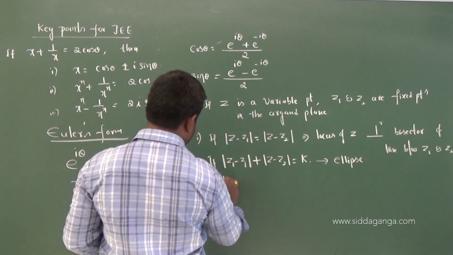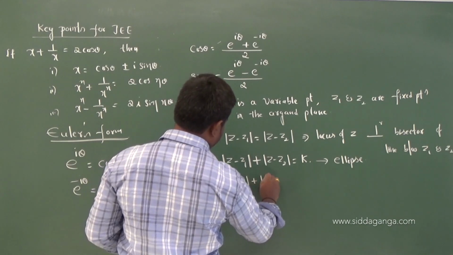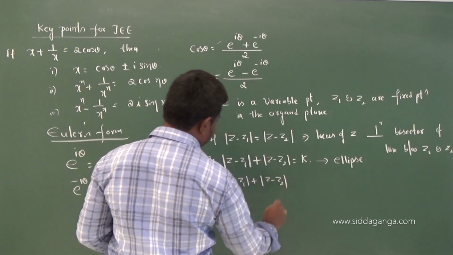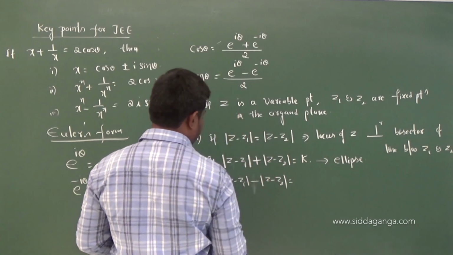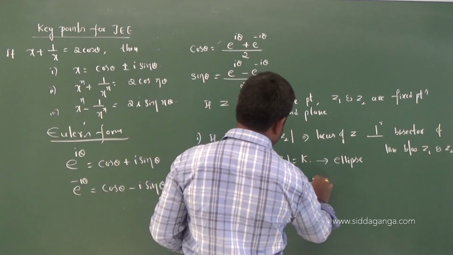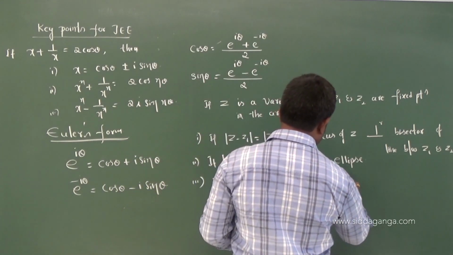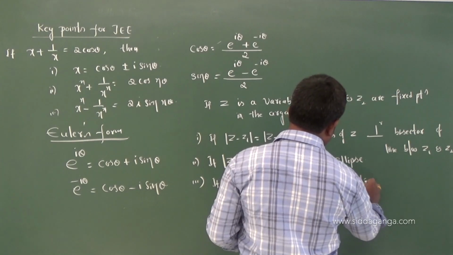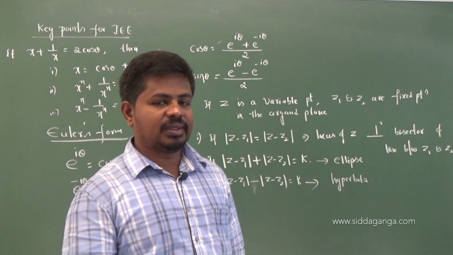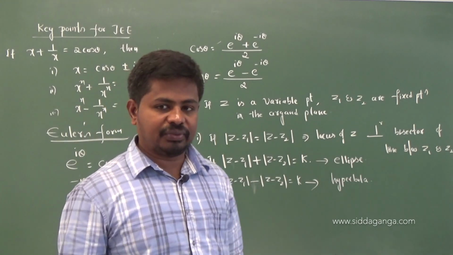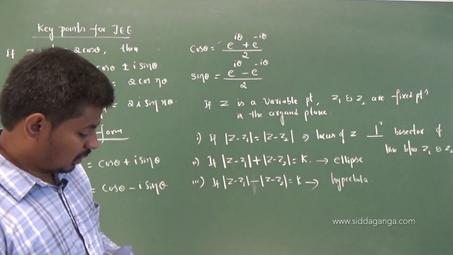And the next one: if |z minus z1| minus |z minus z2|, I mean the difference of these two, is equal to k, then the locus of z is a hyperbola. Hope you are familiar with hyperbola, parabola, ellipse, right? If you don't know, we will discuss in the future classes about hyperbola, parabola and so on.